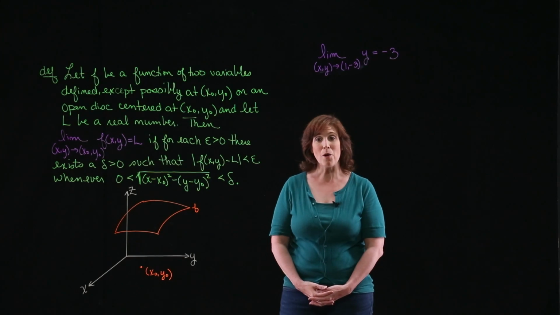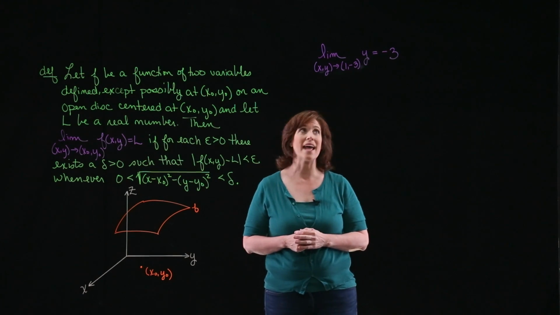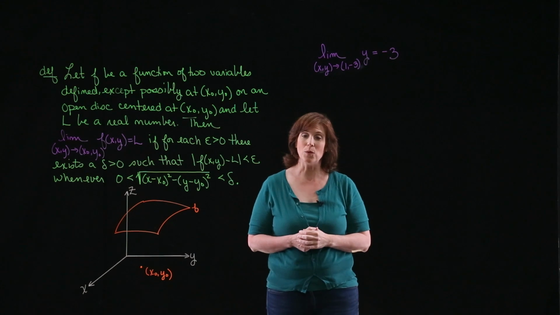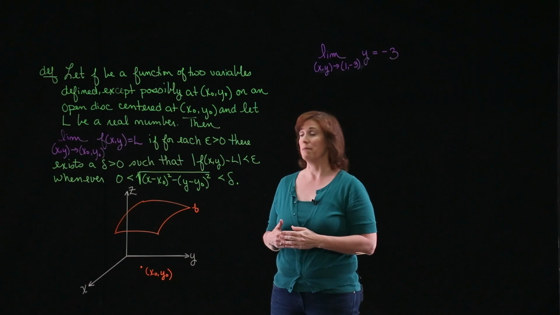Hi everyone, I'm Cheryl. In this problem, we're asked to find the limit as (x, y) approaches (1, -3) of the function y and show that it equals -3. To do this, we're going to use the definition of a limit.